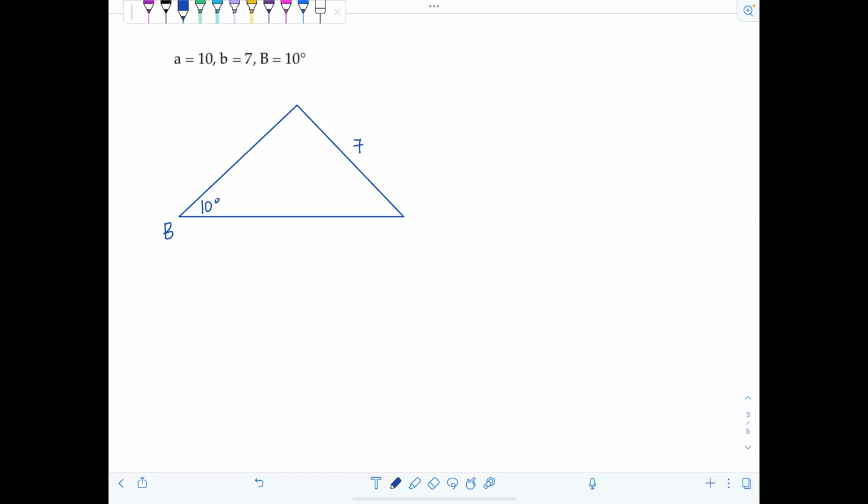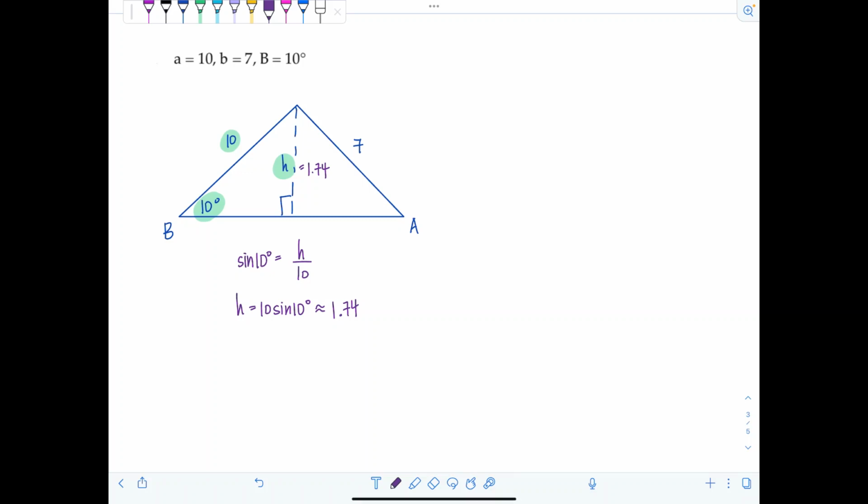Side B is 7. Here's angle A. Side A is 10. First things first, people, get the height. You're always going to use sine because you have the 10-degree angle, the opposite side, and that's the hypotenuse in this little right triangle that we've made. So sine of 10 degrees equals h over 10. So h equals 10 sine 10, which is 1.736, so I'll round it to 1.74.